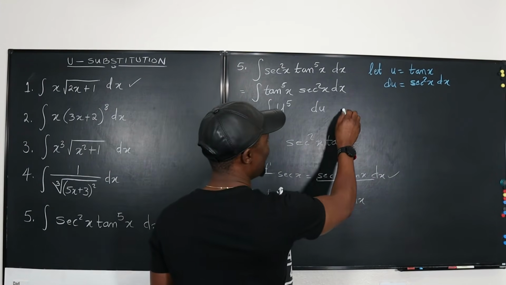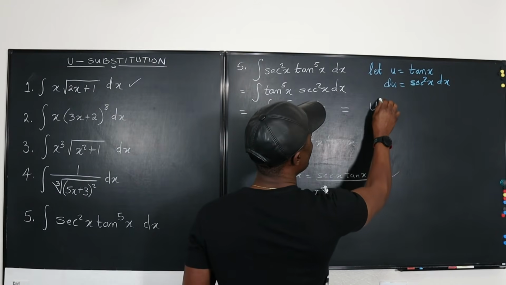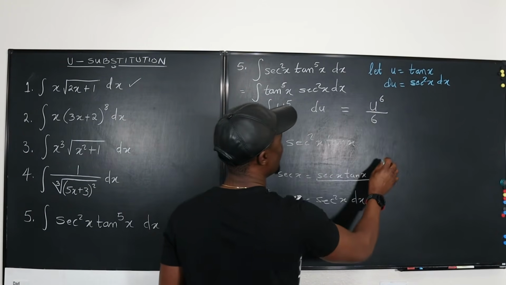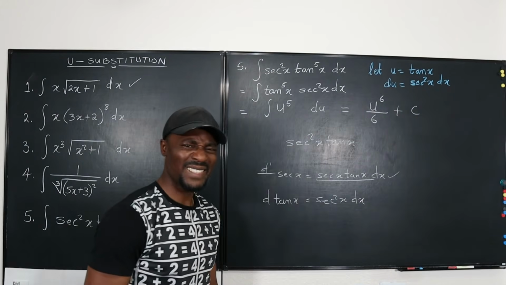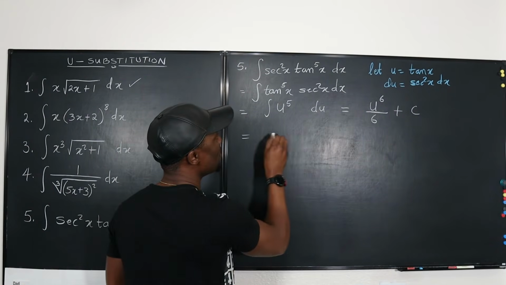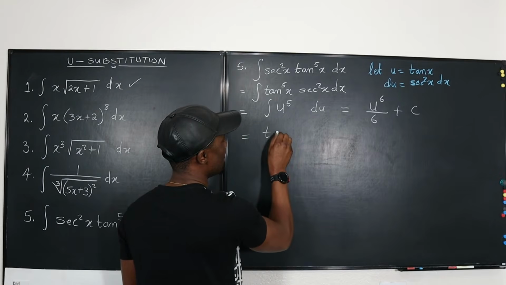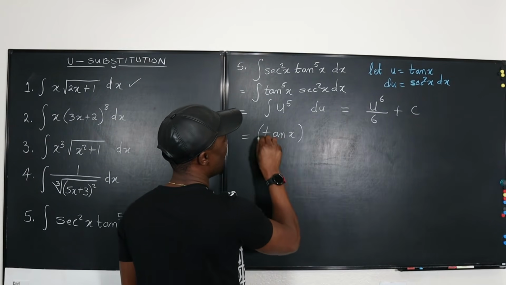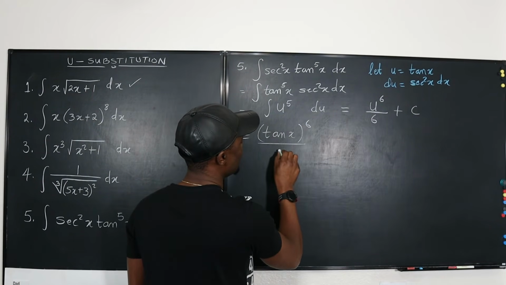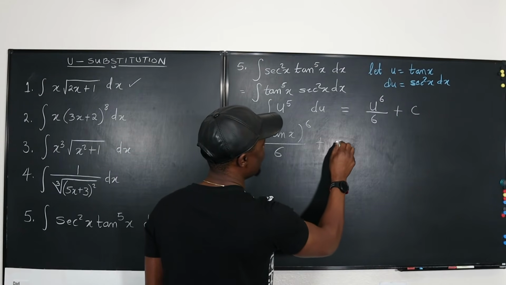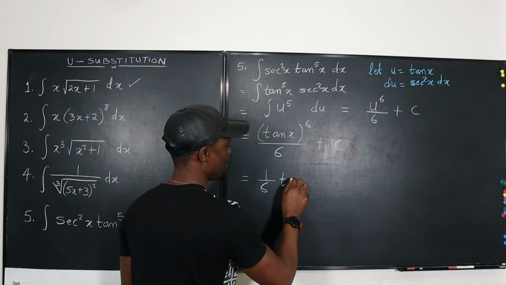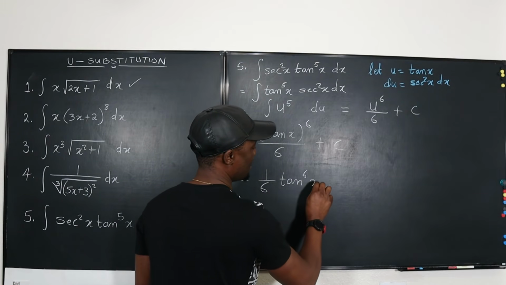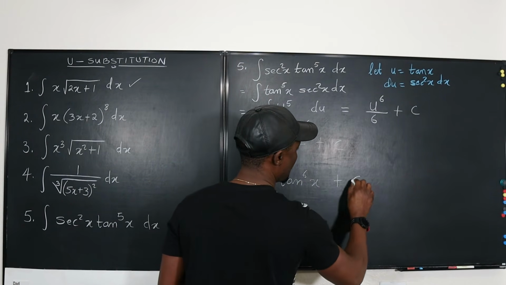If you take the integral of this, this is going to be u to the sixth power divided by 6 plus c. What? That's so easy. What was u? It's tan x. So this is tan x raised to the power 6 divided by 6 plus c. That's your answer. So 1 over 6 tan to the sixth x plus c.